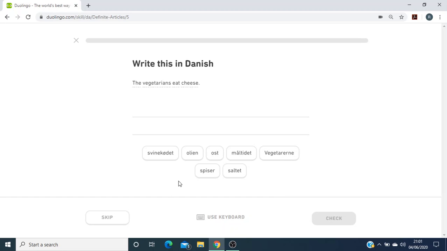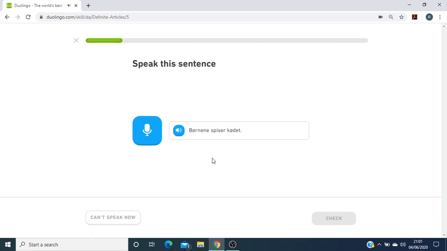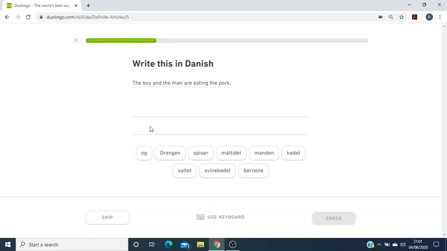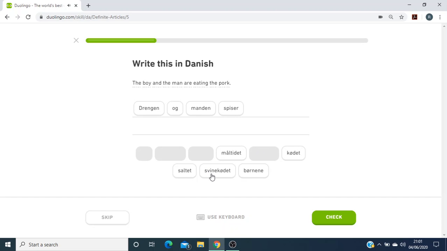Vegetarians eat cheese. Vegetarerne spiser ost. Børnene spiser kødet. Børnene spiser kød. The boy and the man are eating pork. Drengen og manden spiser svinekødet. Svinekød. Yeah, literally pig meat.